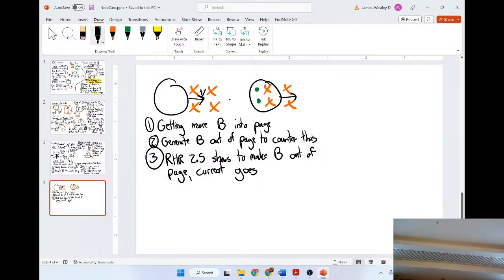So this is the thought process written out in words. I'm getting more B into the page, don't want it. Makes it out of the page. Which way do my fingers curl? Counterclockwise. That's the logic for Lenz's law. Counterclockwise. I'll write it out one time, even though it's a big word. I'm getting more B into the page, don't want it. Generate B out of the page to counter it. Right-hand rule shows to make B out of the page, current goes counterclockwise.